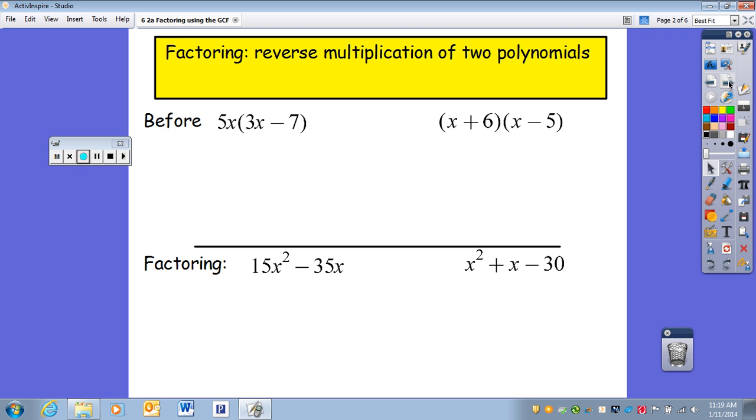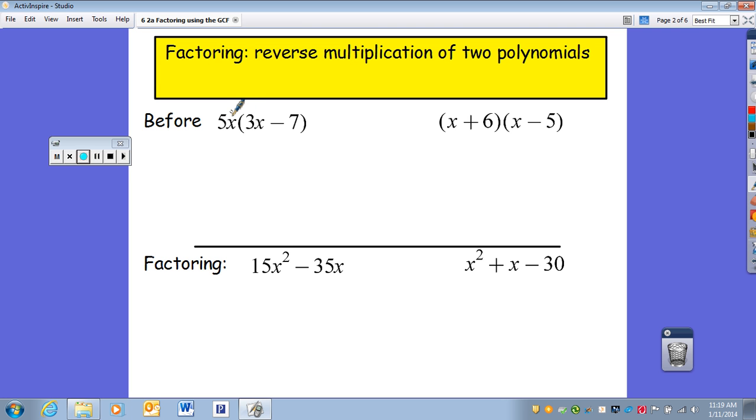What we learned in our previous lesson is that we can multiply polynomials together. So when I multiply 5x times 3x, 3 times 5 is 15, and x times x is x squared. 5x times negative 7 gives us negative 35x. It is our polynomial written in standard form with no other terms to combine.